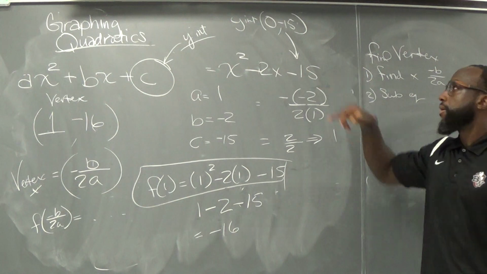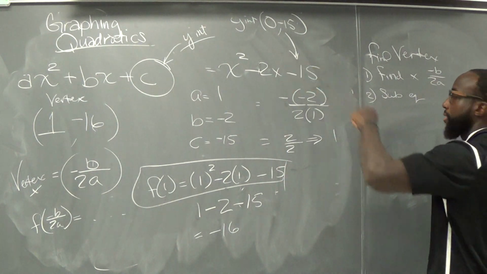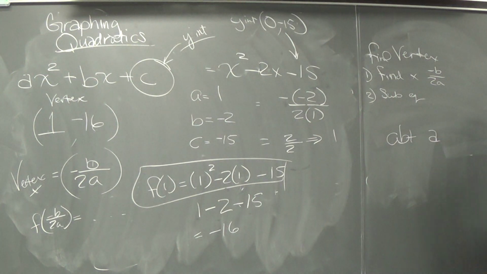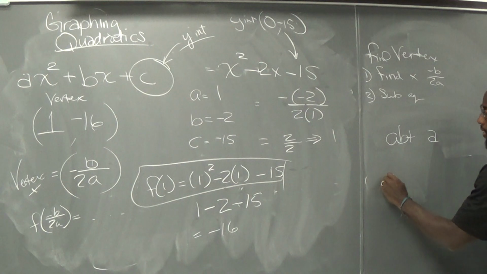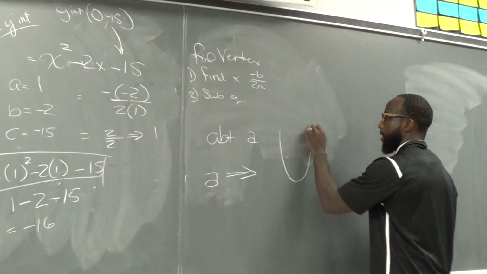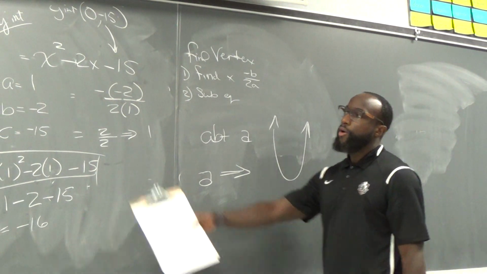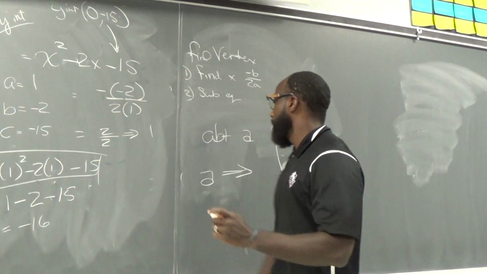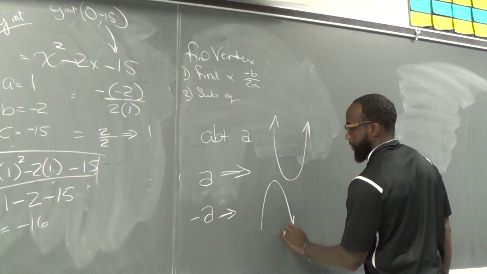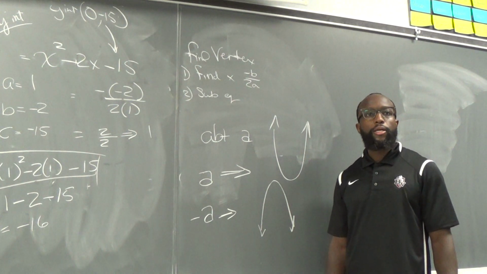Now our A term tells us something. Now we're thinking about graphing, right? About the A. If the A is positive, then it concaves up like a cup, right? You got a positive parabola. Quadratics make parabolas, right? If the A is negative, it concaves down like a frown. You remember doing that? Awesome.